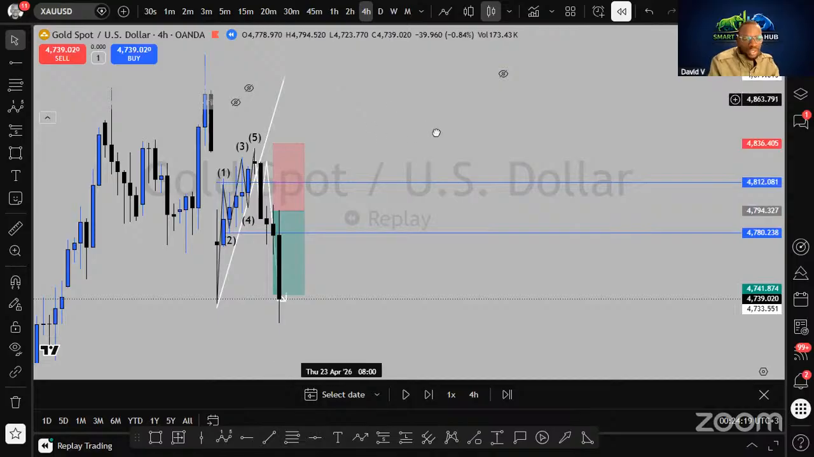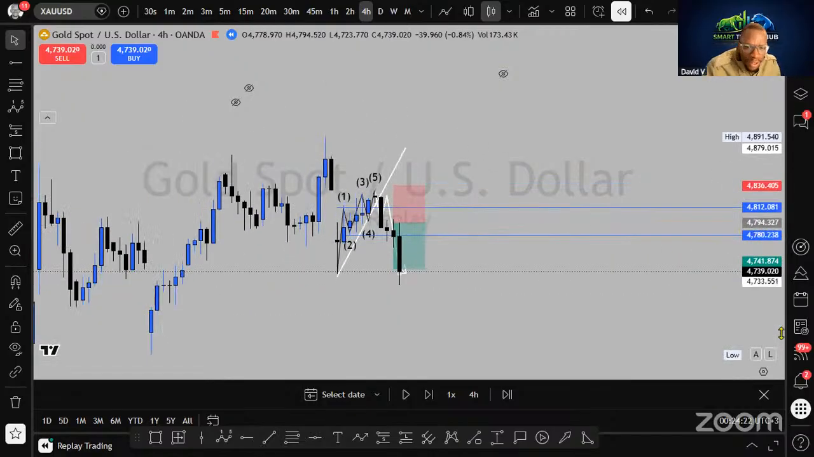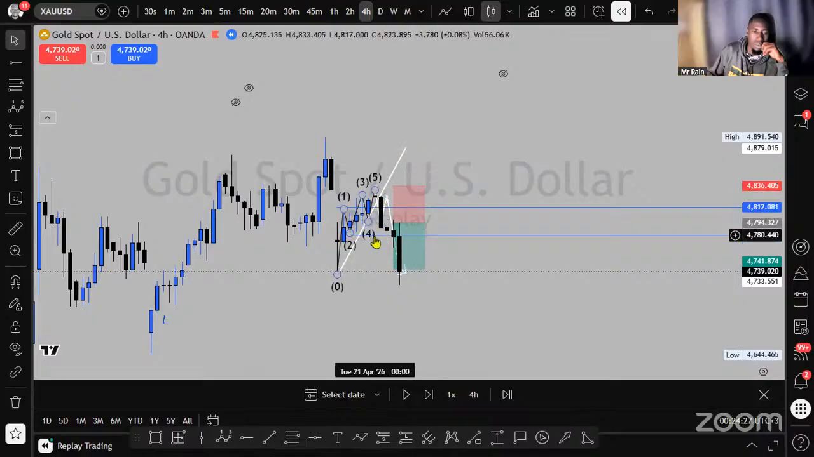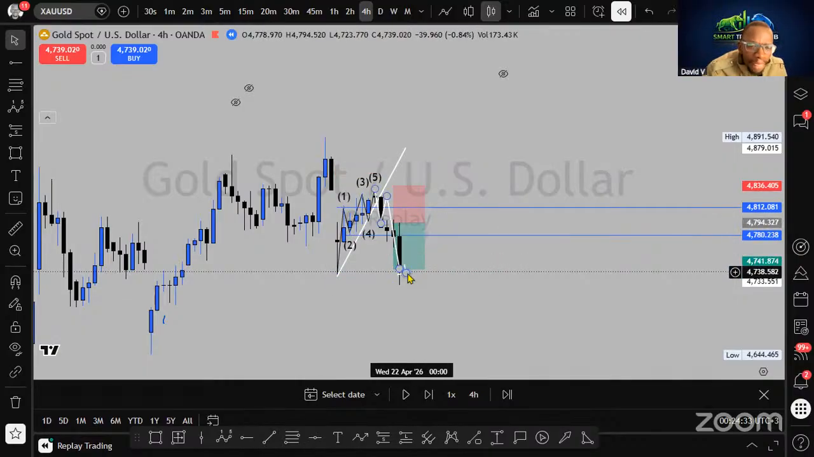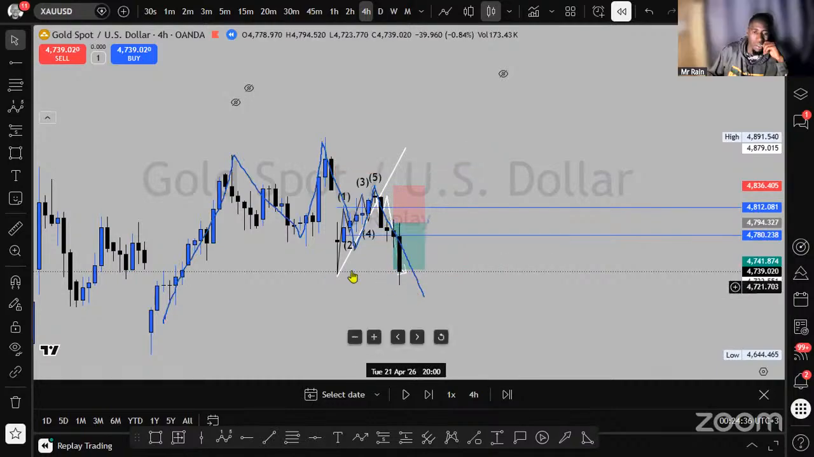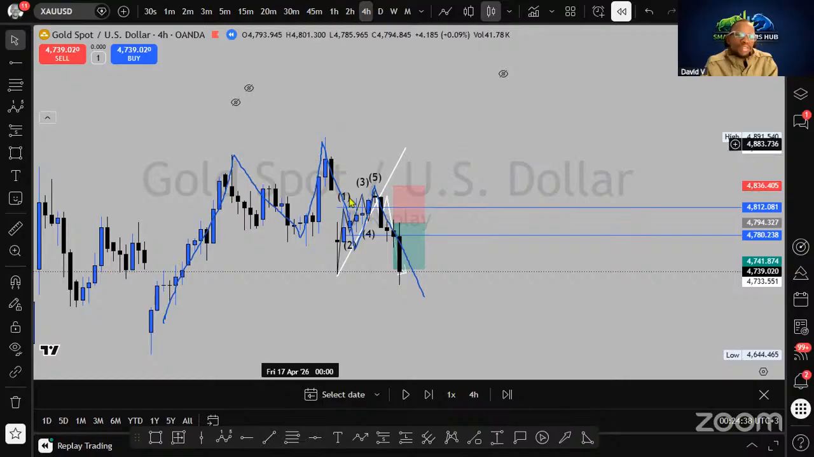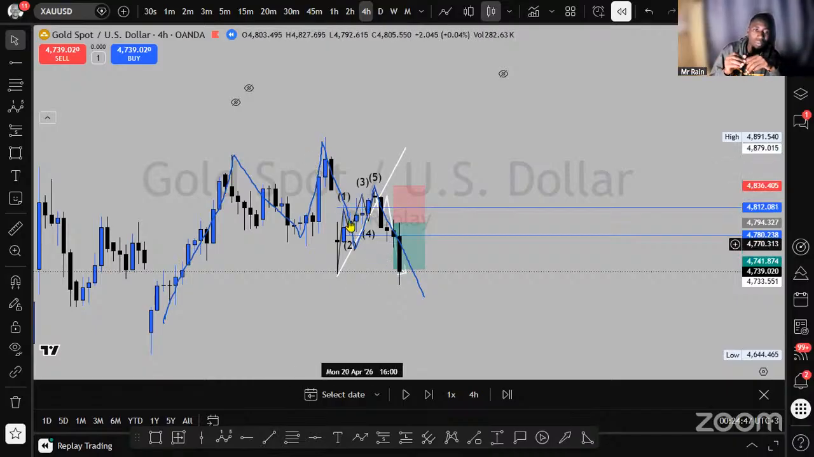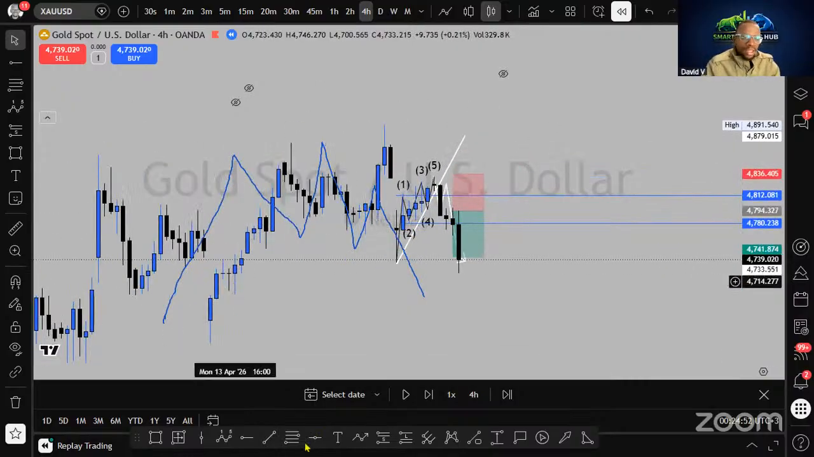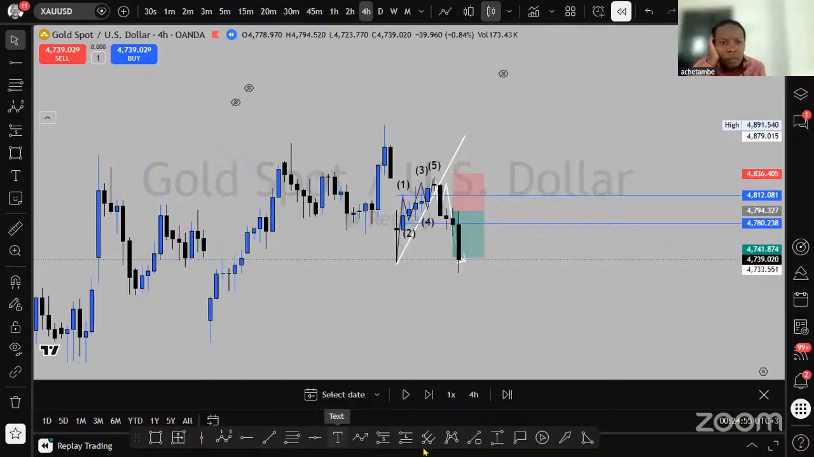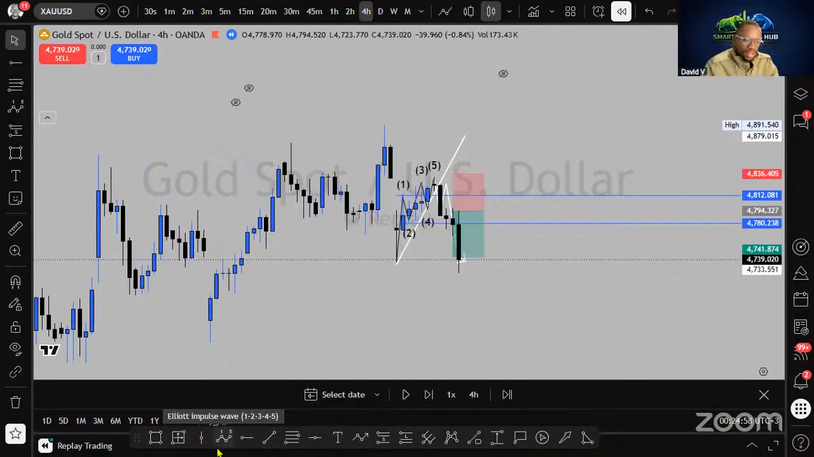Sometimes we try to force issues. This is the 4 hour. You can actually see this just came as one candle. And here we never had a shoulder, so it just fell directly. But this was previous. So we missed this because we were focusing on the 1 hour. We technically missed this on the 4 hour.